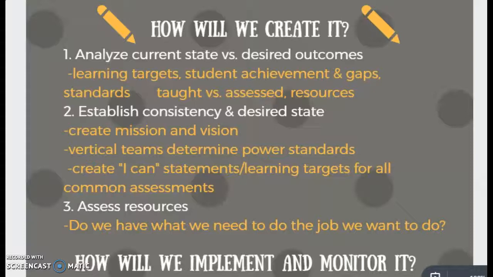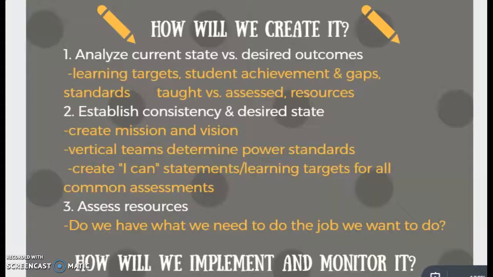We will also have vertical teams that will meet and determine power standards. We know that, especially for content areas that are trying to incorporate literacy standards, to assess on all of them might be challenging in one school year. And so we are going to share that responsibility. Vertical teams will determine what are those standards that we think are extremely enduring and that we need for each grade level, so that students can have the skills and dispositions that they need to move on to the next grade and ultimately be successful for post-high school.